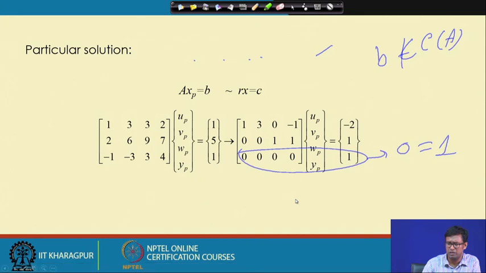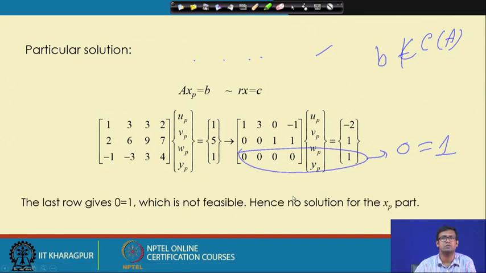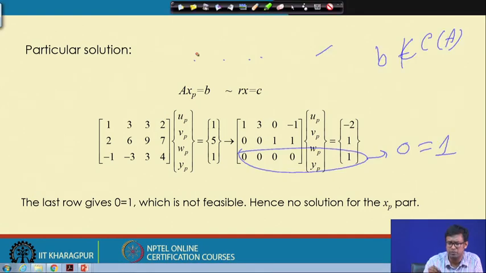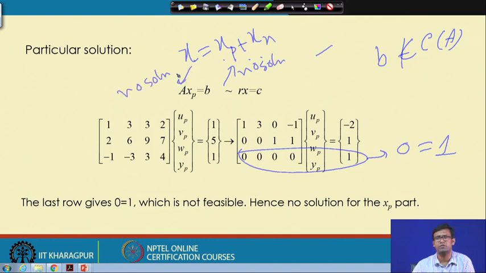So, we will infer that the last row gives 0 is equal to 1, which is not feasible, hence no solution for the x_p part. So, though x_n has a solution, there is no solution of x_p. Therefore, finally we have x is equal to x_p plus x_n. Now, x_p has no solution, therefore, x will also have no solution, there is no possible feasible value of x, though x_n exists, and that is the importance of the particular solution. It will tell us whether it has a solution or not. If in the particular solution we get an absurd equation, we will say that the solution is not feasible.